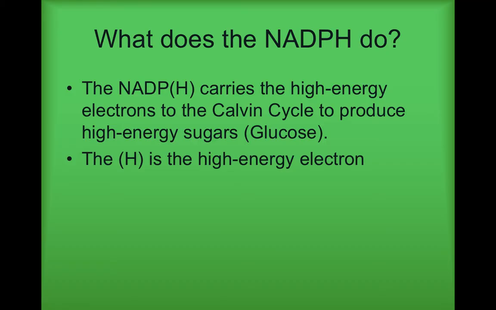So what does the NADPH do? That NADPH carries that high energy electron. The high energy electron is the H to the Calvin cycle to produce high energy sugars known as glucose. That H is a hydrogen atom.